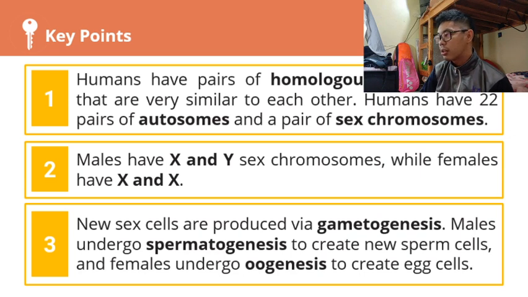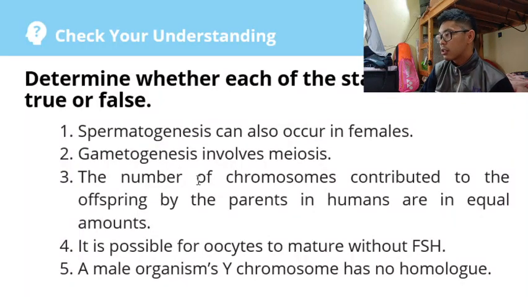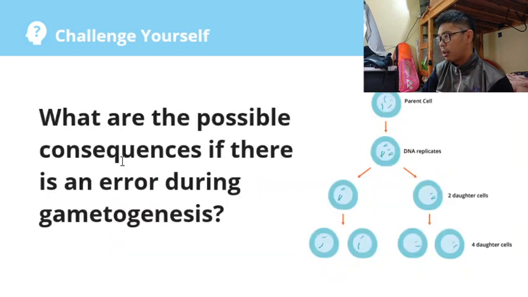So let's look at the activities here, spermatogenesis and so on. It's true or false again. Try to find the answer for this one. Let's see your challenge yourself: what are the possible consequences if there are errors during gametogenesis? Actually, I already mentioned it. It's the reason why you have chromosomal disorders. The problems with Down syndrome are also related to this.